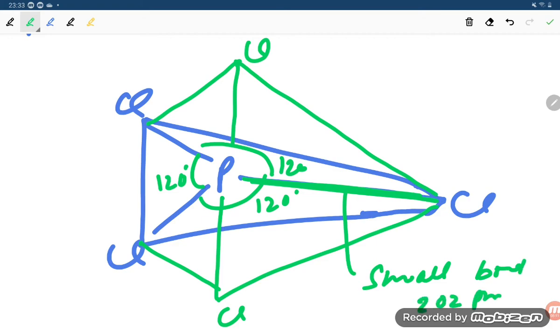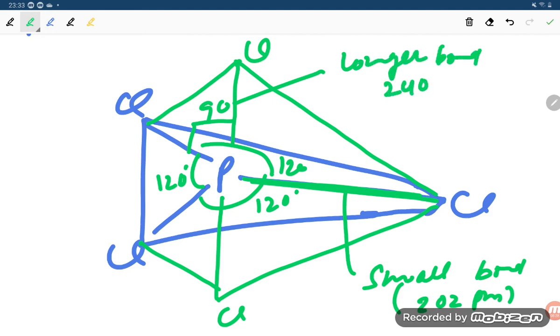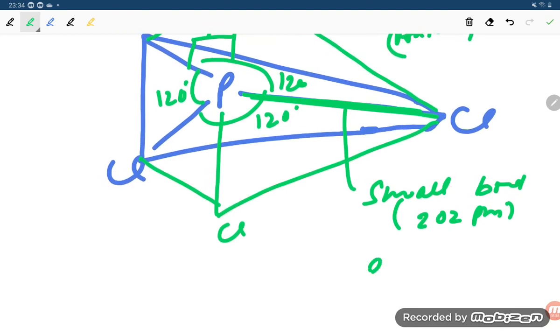A small bond, how much? 202 picometer. Now see, this is 90 degrees, and because of 90 degrees, more repulsion. 120 degrees means less repulsion, while more repulsion gives a longer bond. So the longer bond is how much? 240 picometer. This axial bond is longer because of repulsion, and the equatorial bond is smaller because of less repulsion.